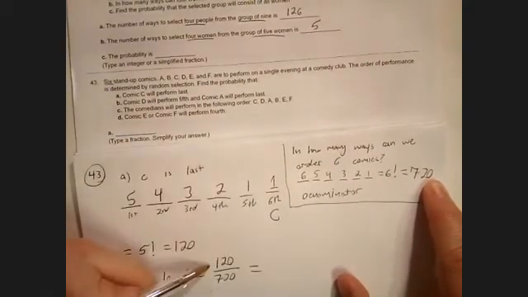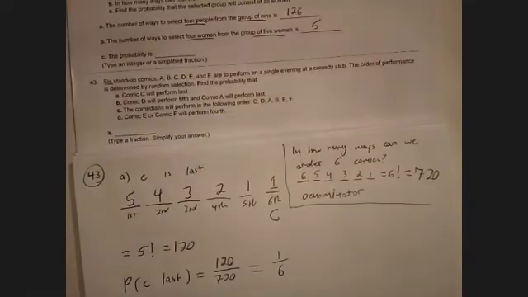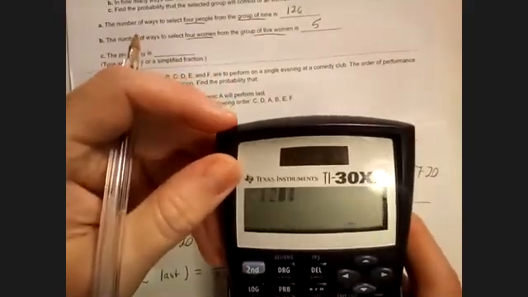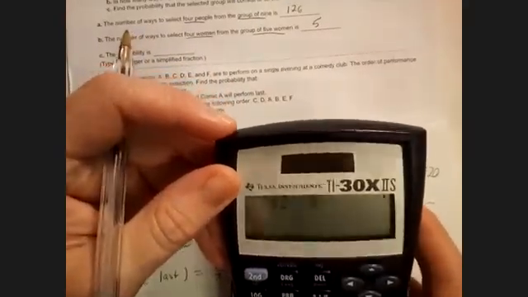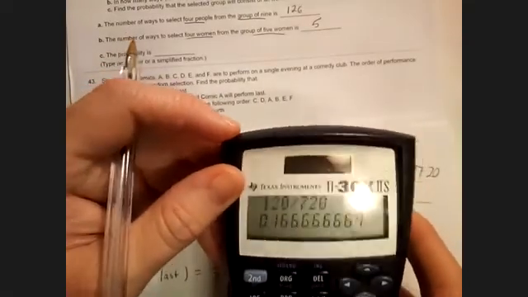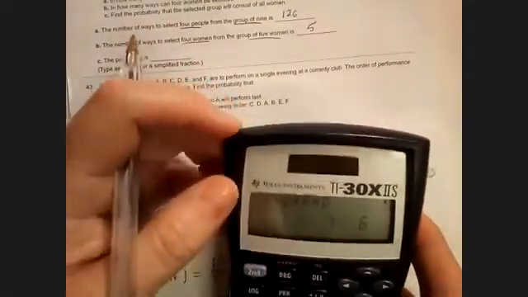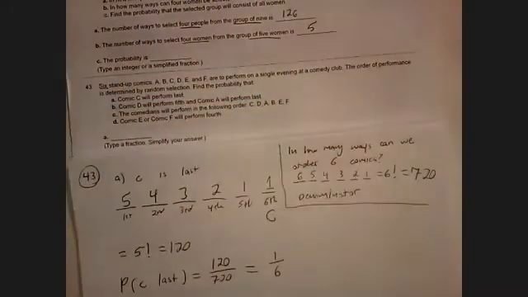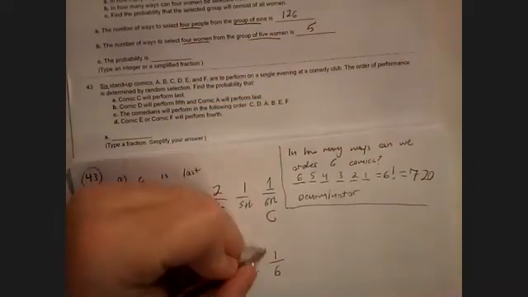7 minus 1 is 6, so 1/6. Don't listen to that, was a joke. What I should do is 120 divided by 720. And I get this decimal, second PRB, and I get 1/6. So that's really how I get 1/6. That was made up math.